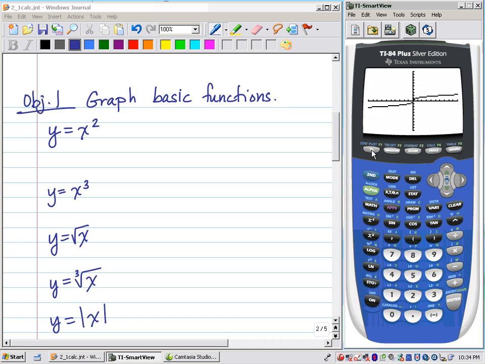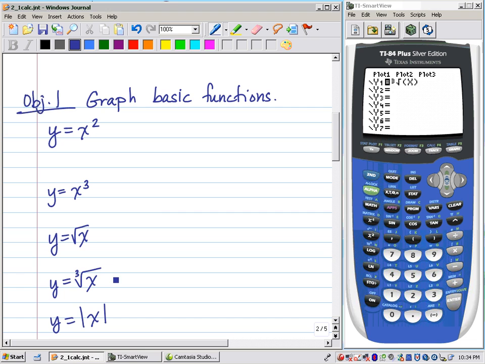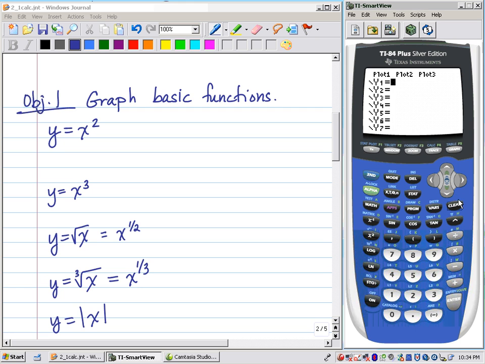Now, as a side note, some of you may remember that the cube root of x is equivalent to x to the 1/3 power. Same thing, really, the square root of x is equivalent to x to the 1/2. If you don't remember that from Math 28, that's fine, but a rational exponent is equivalent to a radical. So if I wanted to enter it with the exponent, I could do x raised to, and then in parentheses, 1 divided by 3. And I'll get the same graph.